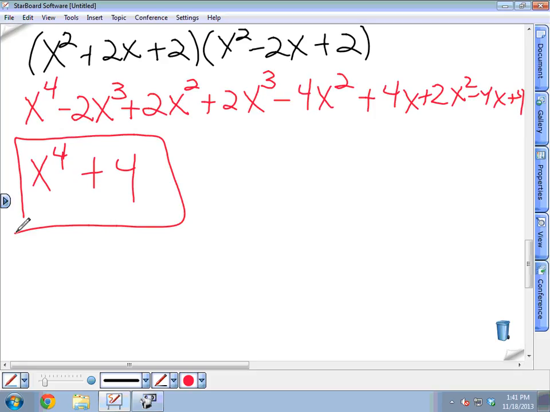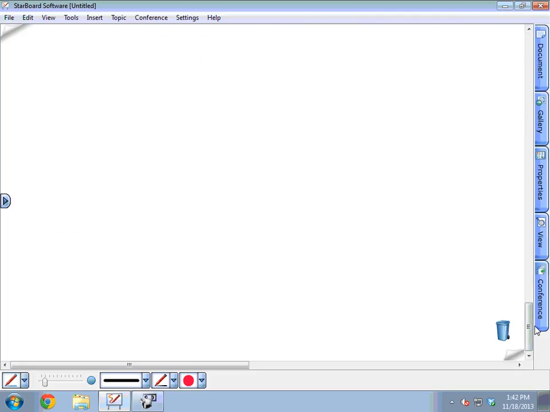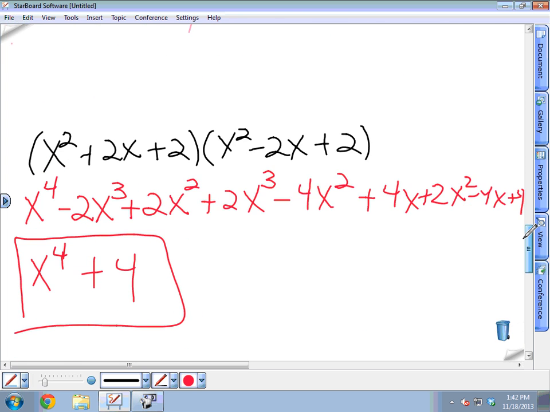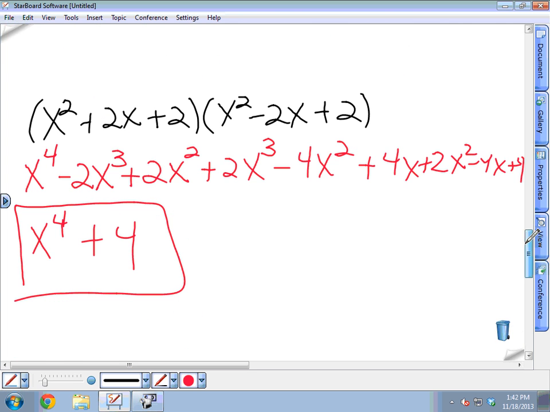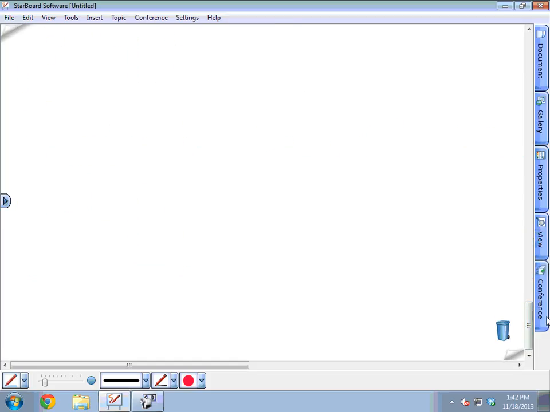Okay, everybody put your book away. Pull out a piece of paper, put your name on the top. I'm going to give you one problem to turn in on your way out the door. It was x to the fourth plus 4. Put your books away, pull out a piece of paper, put your name at the top, and turn this in on your way out the door.